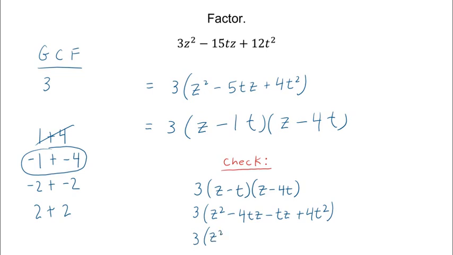In the middle, we'll have negative 4tz and minus 1tz, which is minus 5tz, plus 4t squared. And now let's distribute the 3 to each one of our terms to make sure that we get the exact expression that we started with. 3 times z squared is 3z squared, minus 5tz times 3 is minus 15tz, plus 4t squared times 3 is plus 12t squared. And that is indeed what we started with, so our factorization must be correct.